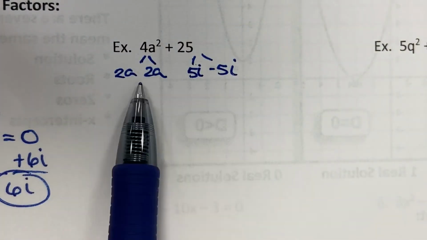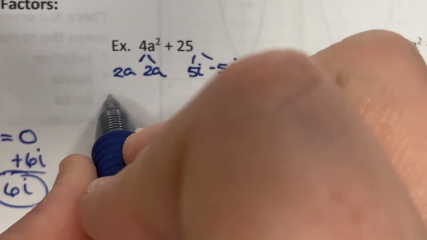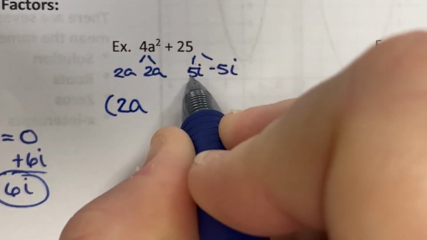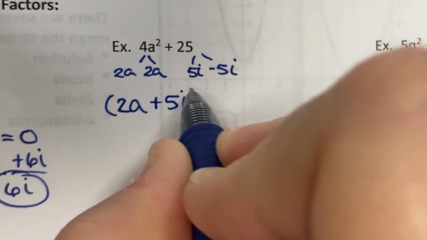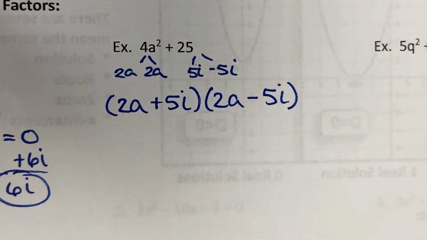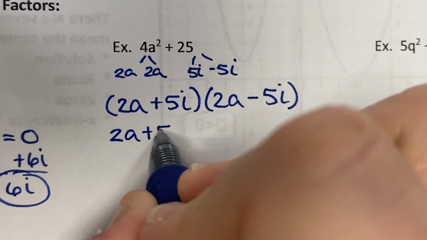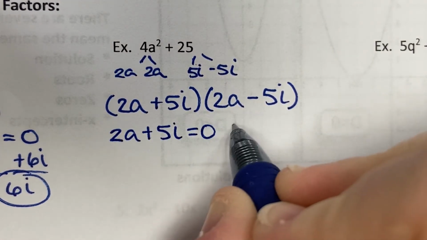Now, I don't need to see you necessarily break this down. I'm just trying to show you so that you can see it, for the notes. So when we break this down, we're going to have a 2a plus 5i and a 2a minus 5i. So those are our factors. Remember, factors are what you multiply to get something else. But if I went a step further and I was solving it, then I would set each of these factors equal to 0.